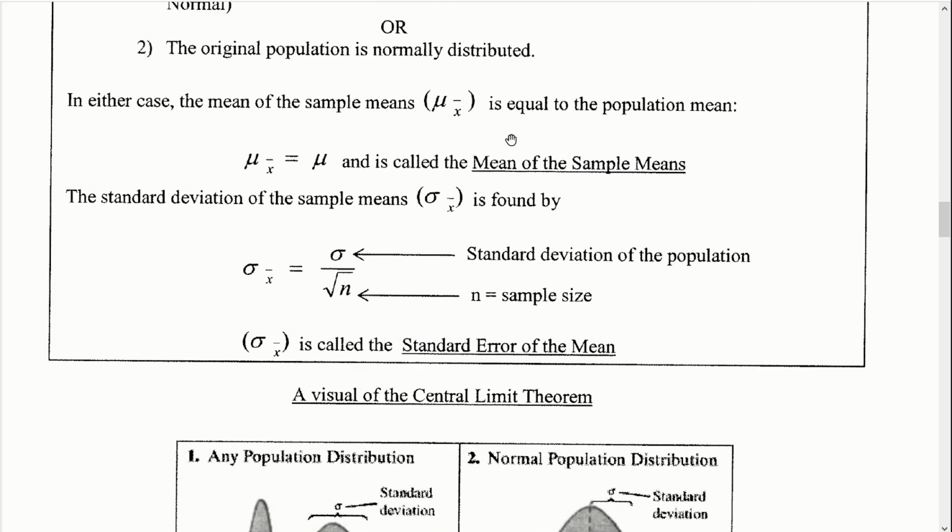In either case, we can always talk about the mean and the standard deviation. Mu sub x bar, we saw this before, is equal to mu, and sigma sub x bar is equal to sigma divided by the square root of n.